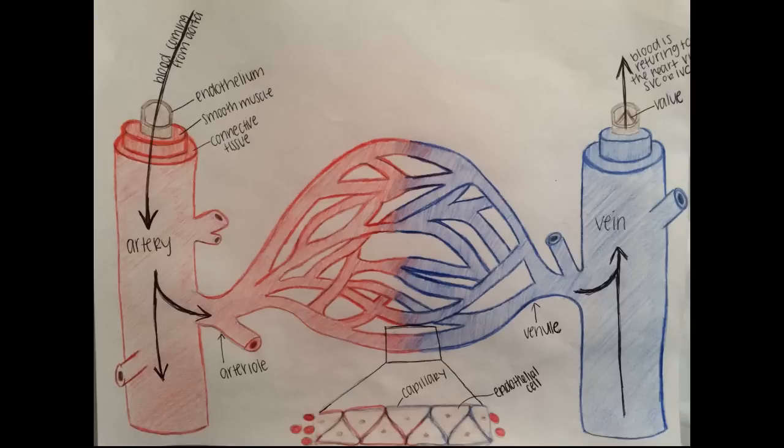An arteriole is a branch of an artery that leads to a capillary. A capillary is a tiny blood-filled vessel that connects an arteriole and a venule. And the venule then connects back to the vein, which carries deoxygenated blood back to the heart. But don't let me get ahead of myself.